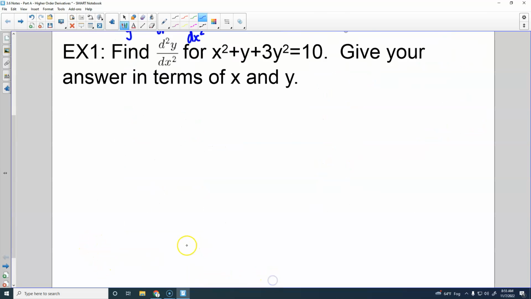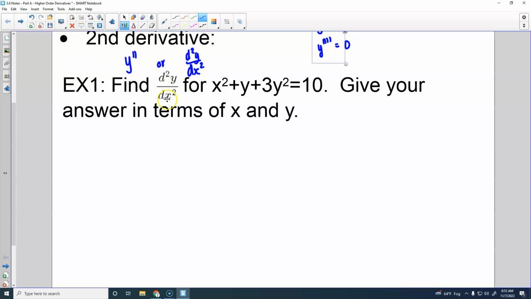This first question asks us to find the second derivative for x squared plus y plus 3y squared equals 10. Give your answer in terms of x and y. Before you can find the second derivative, you've got to do the first derivative, which is what we've just been doing with our implicit differentiation. The derivative of x squared would be 2x. The derivative of y is just 1, but we have to put a dy dx with it, plus 6y dy dx, and this would equal 0.